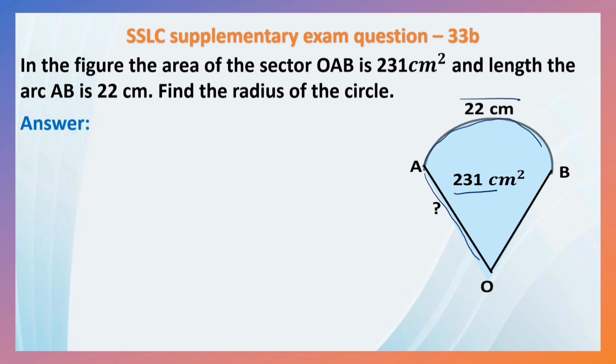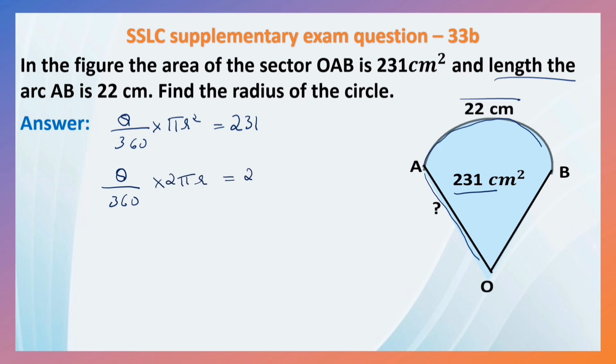The area of the sector formula is theta by 360 into pi R square. We are given that it is equal to 231. And the length of the arc formula is theta by 360 into 2 pi R, that is equal to 22 centimeter. Now we have to find the radius.